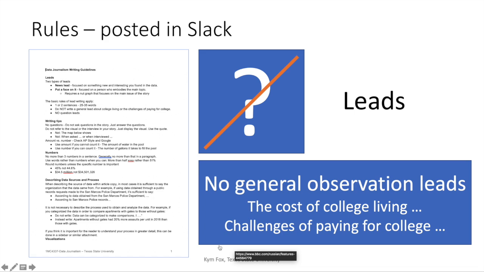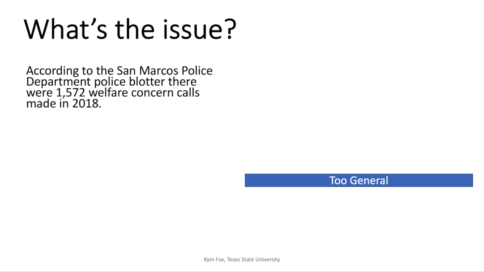The rules are posted in Slack. They're also linked on the final project assignment. So here's a few rules. In general, no question leads. Just answer the question. Don't give me a question. No general observation leads. Nothing like the cost of college living or the challenges of paying for college. Get right to something interesting that you found, the point of the story, or a person's story that leads to the point of the story.